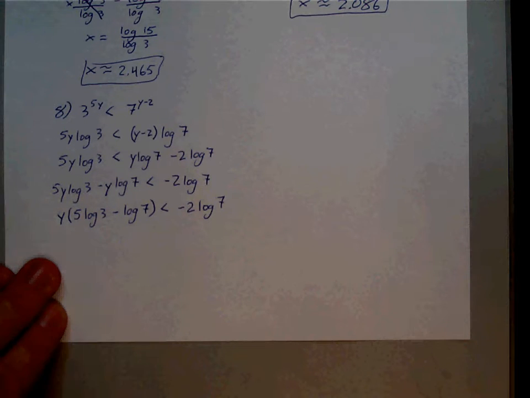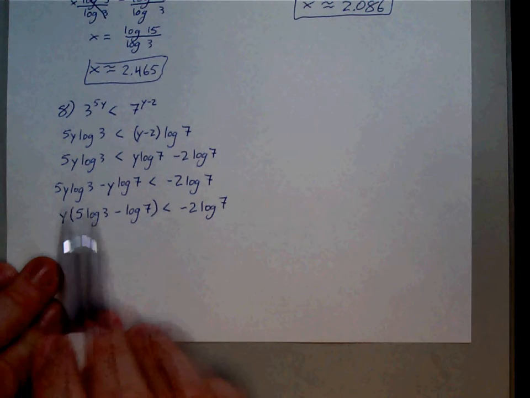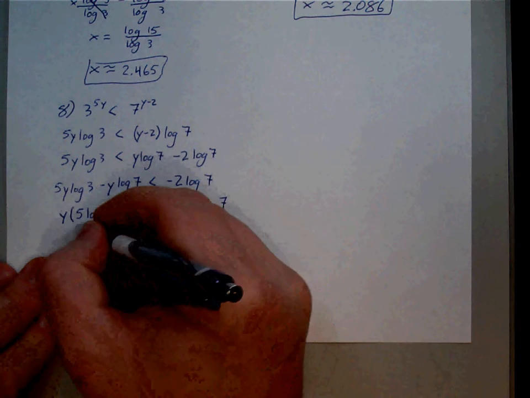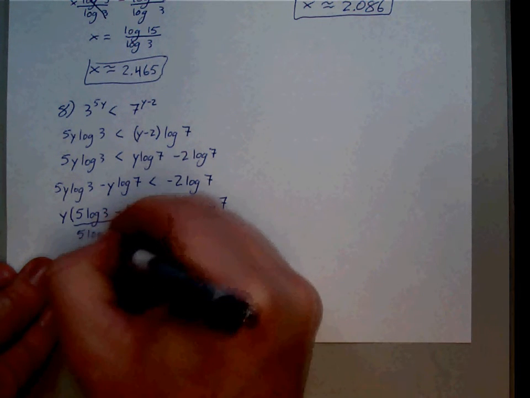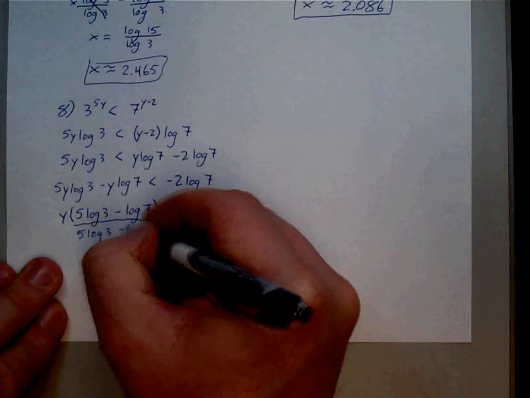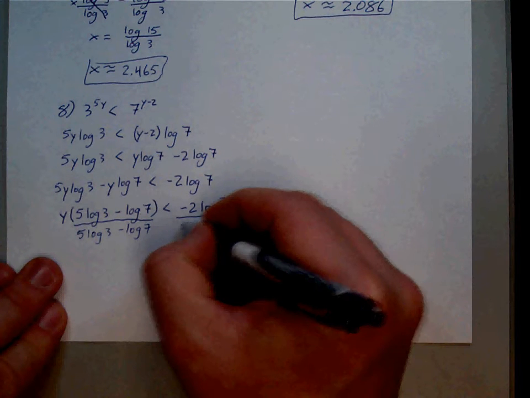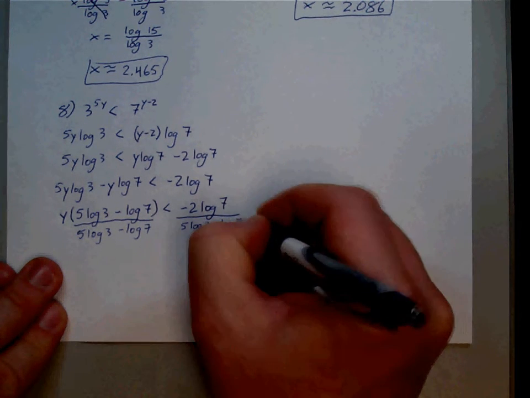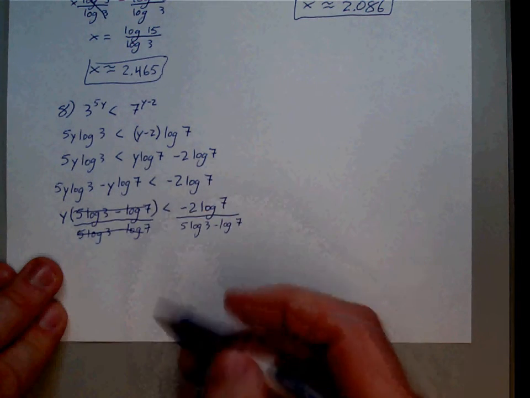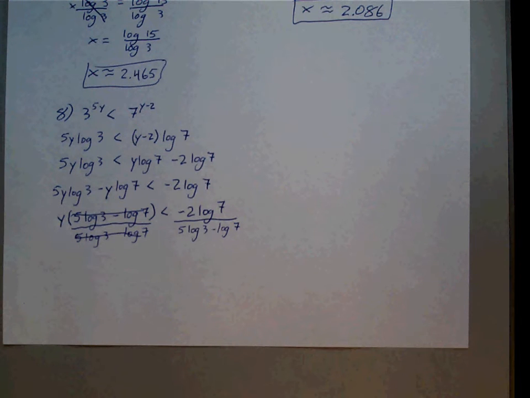Now at this point, I'm nearly done. I want that y by itself, so I'm going to have to divide the 5 log 3 minus log 7, to get rid of that piece, so I have to divide that from both sides. So y is going to be less than that number. And so now I'll just pull out the calculator and type that in.